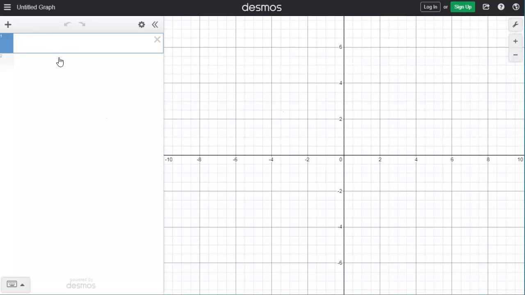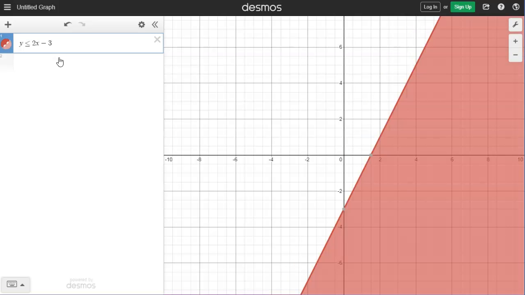So here we are in Desmos, and I'm just going to type in these equations. We have y is less than or equal to. Now notice how I type this. I type a less than, and then I type the equal sign, and it'll automatically turn that into less than or equal. It's really handy that way. And then I just type in 2x minus 3. That was our first inequality.